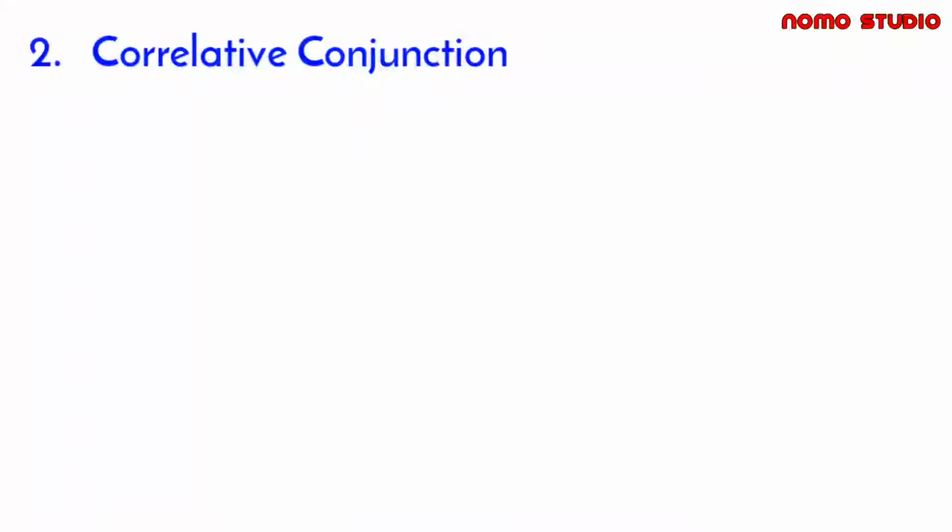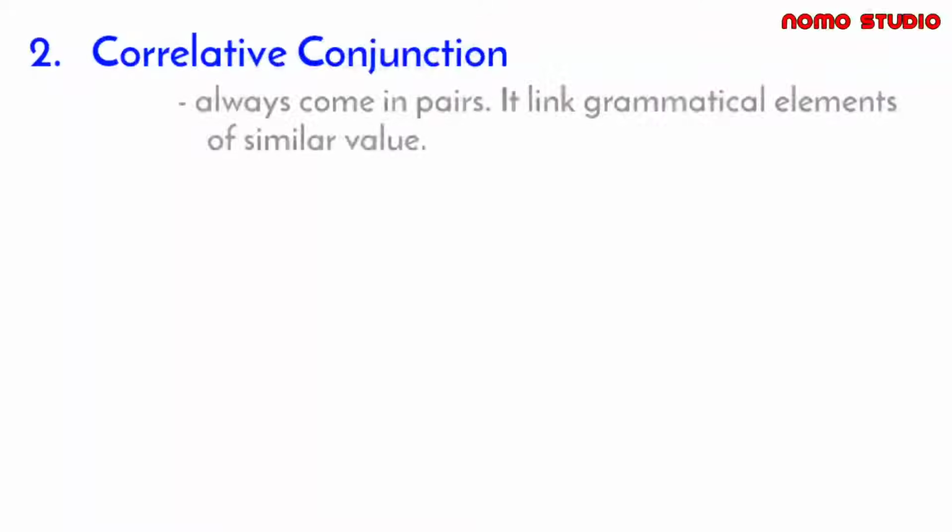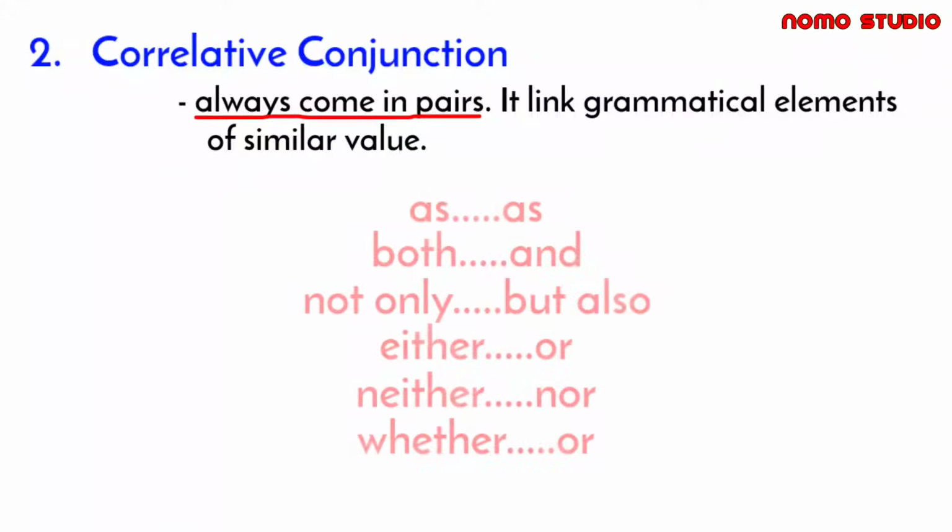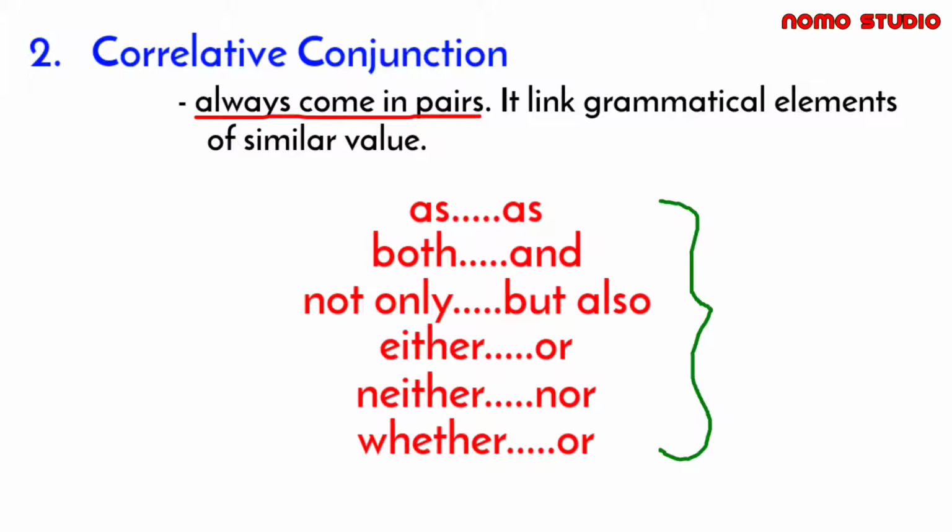Next category of conjunction is the correlative conjunction. It works in pairs. It also links or connects grammatical elements of similar importance or value. Take note that correlative conjunctions always come in pairs. Look at this. These are what we call correlative conjunctions. But make sure that the grammatical structure following the second half of the pair is the same as that following the first half. Example.